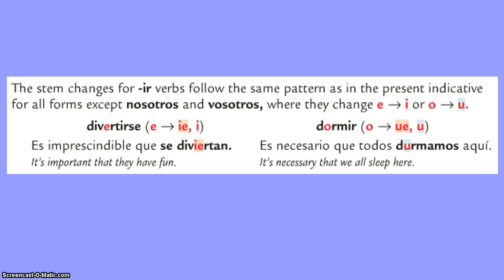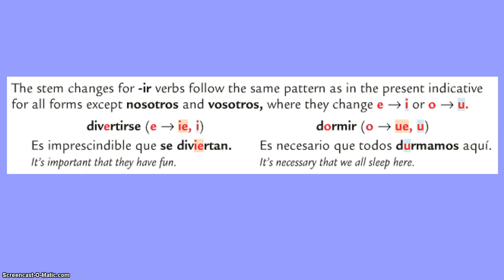The stem changes for IR verbs follow the same pattern as in the present tense for all forms except the nosotros and vosotros, where they are going to have either an E to I stem change or an O to U stem change. This one's a little bit harder to keep track of. For example, divertirse is E to IE. It's going to be E to IE in all forms except for the nosotros and the vosotros, where it would be E to I. Es imprescindible que se diviertan.